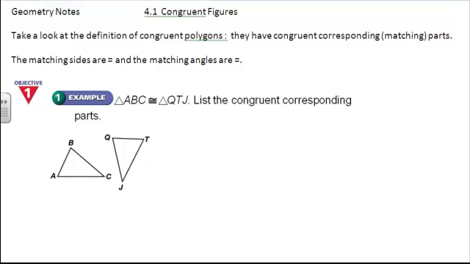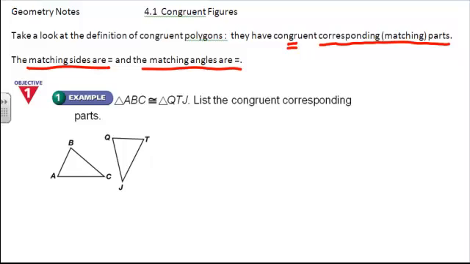And I want you to take a look at the definition of congruent polygons. Congruent polygons have corresponding, which means matching parts. Congruent means equal, so all the matching parts are equal. And the matching sides are all equal, and the matching angles are all equal. So we're going to apply this definition of congruent polygons to our examples in this problem.